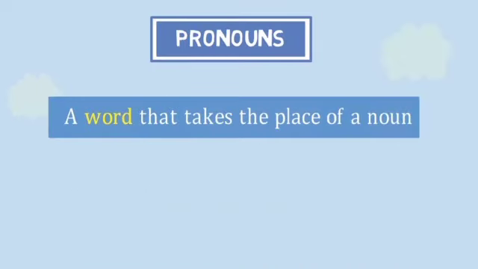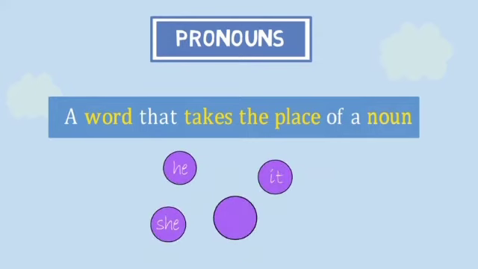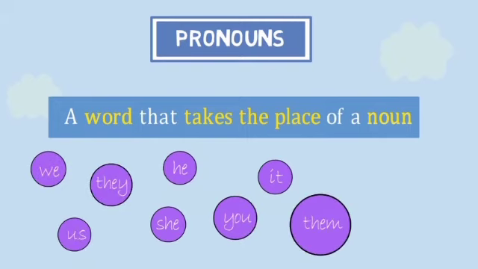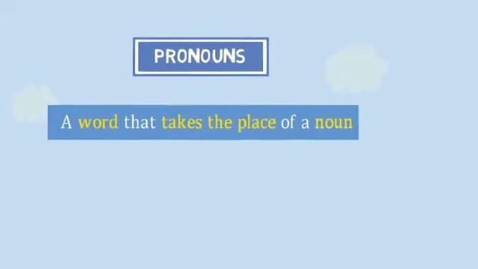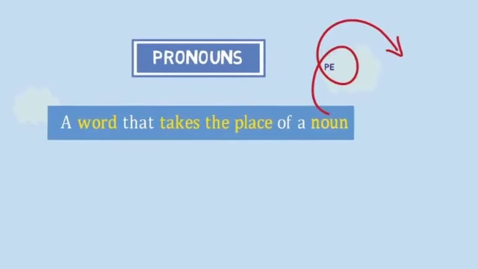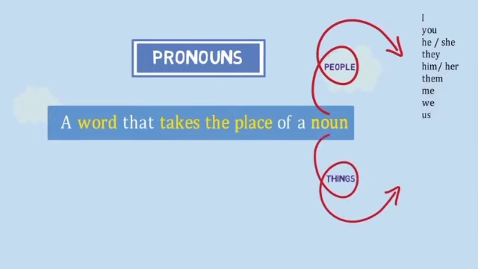Pronouns are words that can be used in the place of a noun in a sentence. Pronouns are short words like it, she, he, you, we, they, us, and them. Some pronouns are used when we are talking about people. Here is a list of all the pronouns that we use to refer to people. Some pronouns are used when we are talking about things.